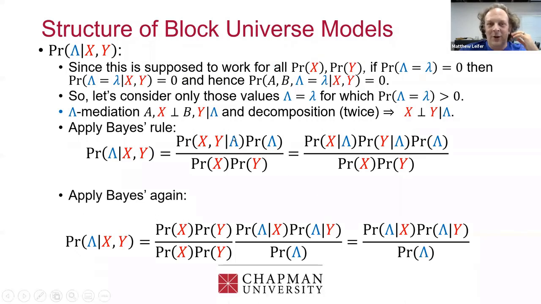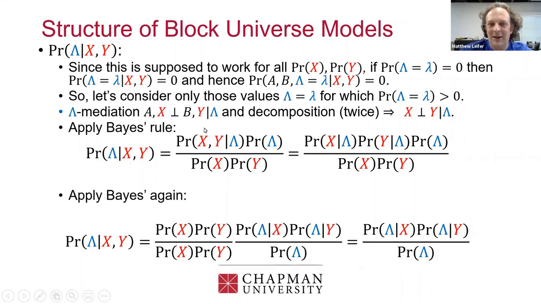Well, first of all, this is supposed to work for all choices of probability distribution that Alice and Bob might make. And it's very easy to see that if the prior probability for a particular value of lambda is 0, then all of these things have to be 0, and hence the whole probability is 0. So we can now specialize to the case where we are only considering values of lambda for which the probability is non-zero, and that will allow me to use Bayes' rule and divide by it.